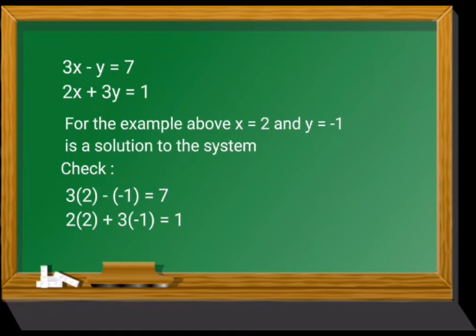3 times 2 minus negative 1 equals 7. 2 times 2 plus 3 times negative 1 equals 1. So, sure enough, that pair of numbers is a solution to the system.